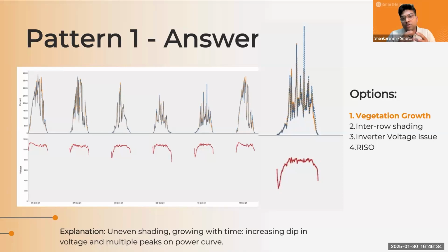But what we are also tracking behind are multiple correlations. Like I said, all four answers could be correct, but the devil is in the detail. And the detail here is these multiple power spikes, which help the software classify it as vegetation growth and not an inverter voltage issue or inter-row shading for that matter. Got it. Thank you, Shankaraj.